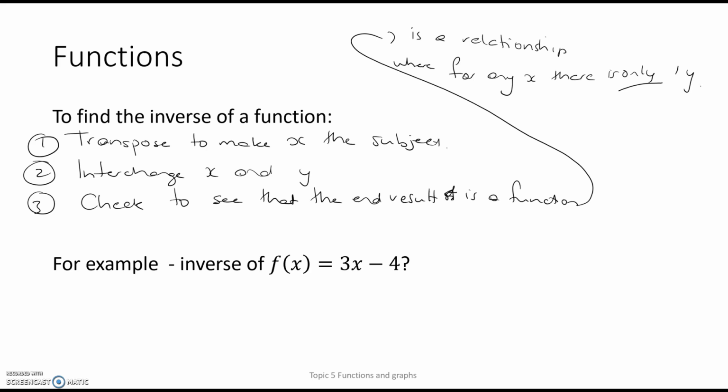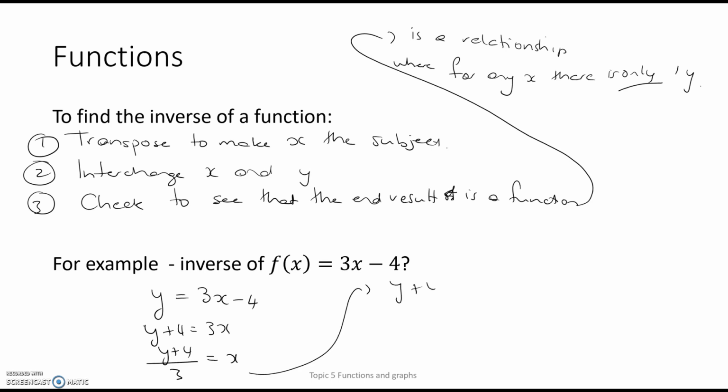So let's find the inverse of y equals 3x minus 4. So y plus 4 equals 3x, so y plus 4 divided by 3 equals x. Rewrite it up here. Now we're going to swap the x and the y. Check to see if it is indeed a function, and yes it is.